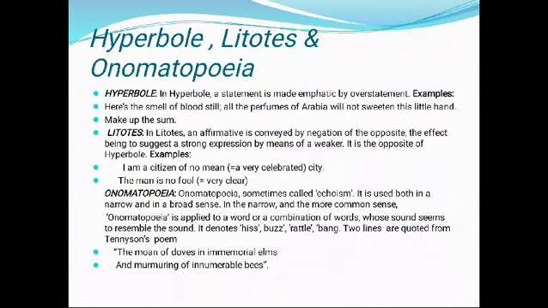Next one is hyperbole, litotes, onomatopoeia. Hyperbole, it's a statement made emphatic by overstatement. It is an exaggeration also. Make up the sum. Litotes. In litotes, an affirmative is conveyed by negation of the opposite. It is the opposite of hyperbole. Example, I am a citizen of no mean city. That means a very celebrated city. The man is no fool. That means very clever.